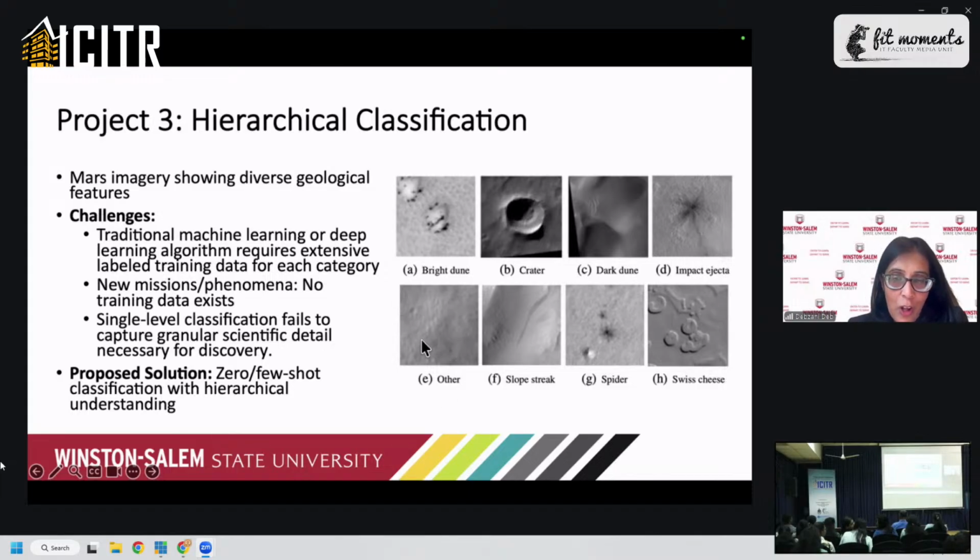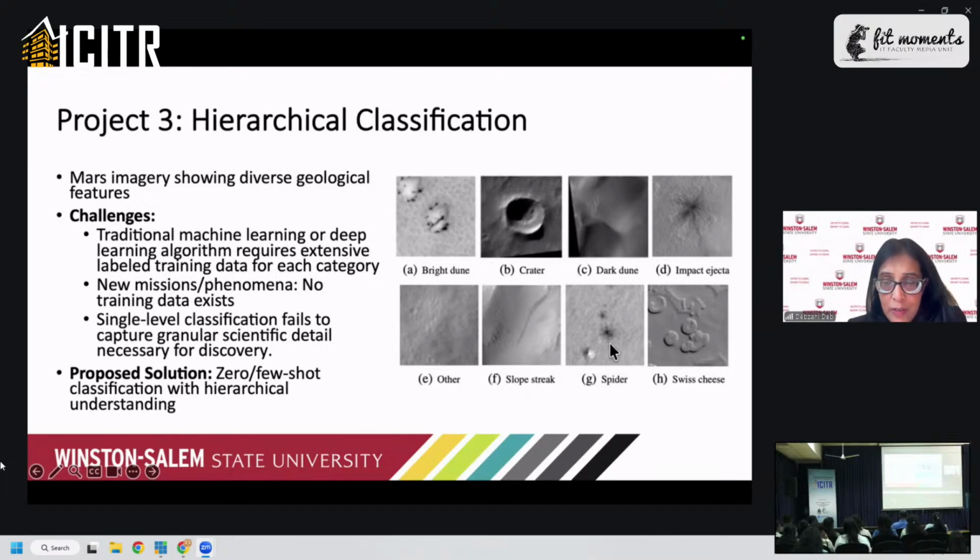Then the other category is all the other pictures that scientists cannot fit into a particular significance. Then the slope streak is another particular kind of picture where you can see some kind of flowing pattern on the Mars surface, and that is usually created by dust. The dust flows because of the high wind, and it creates some flowing structure like that. So the scientists call it a slope streak structure.